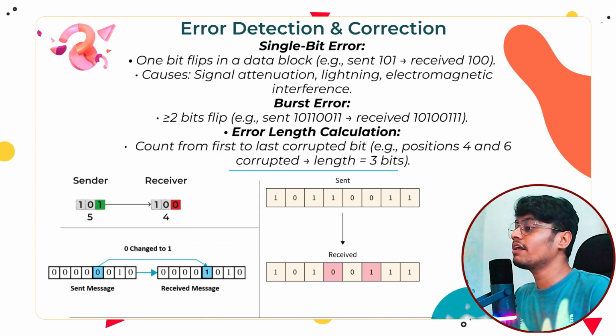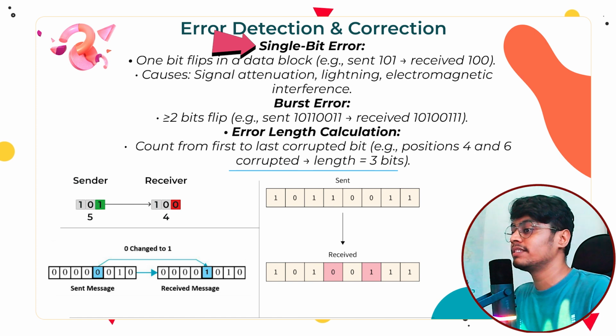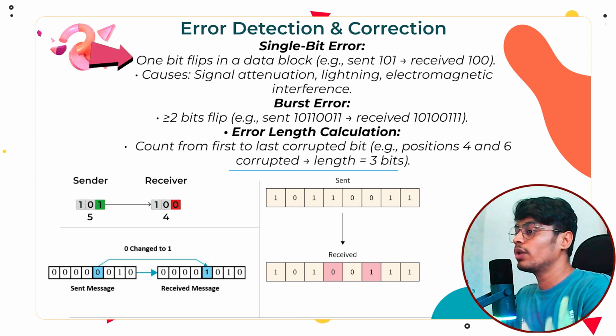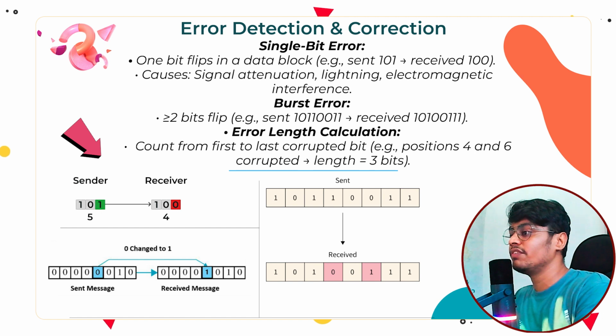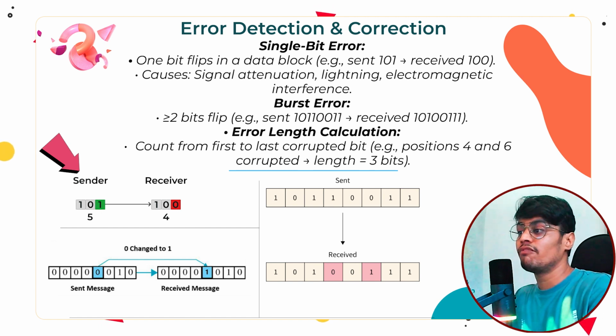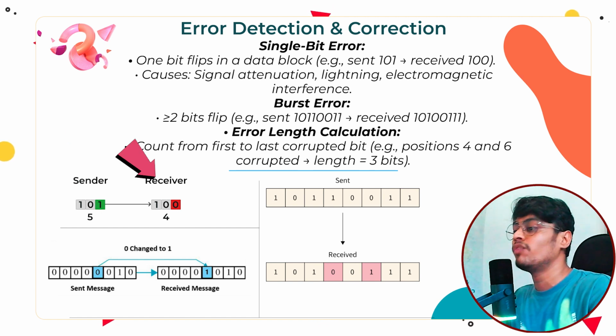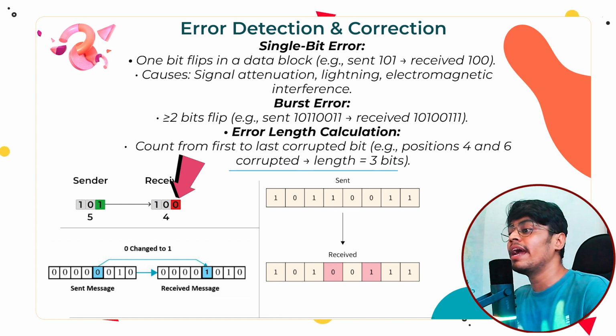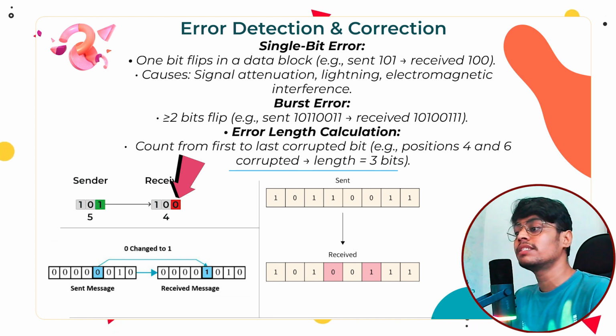Now single bit error, as the name suggests, means there is an error in one bit. Like the example I gave, if the sender sends data 101 and the receiver receives 100, there is a change in any one bit in the entire data block. Whatever packet or block we send, in that block only one bit has changed. That is called a single bit error.